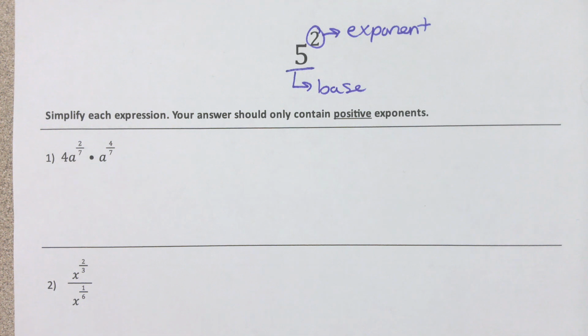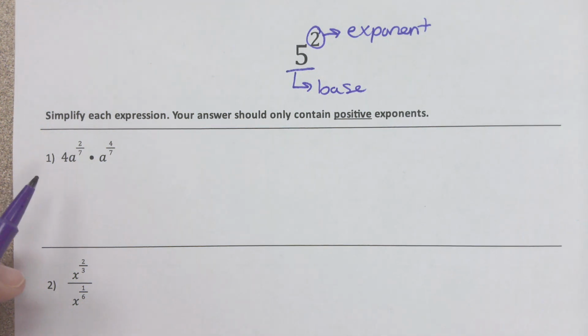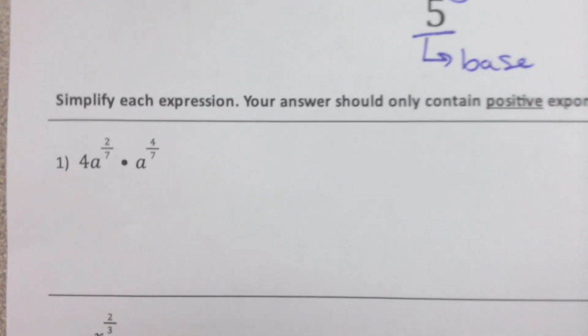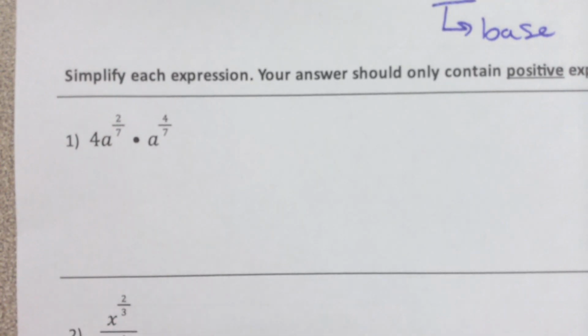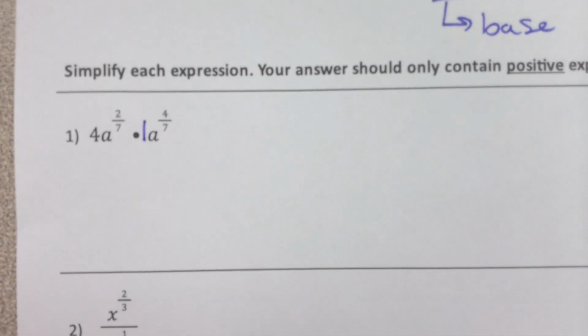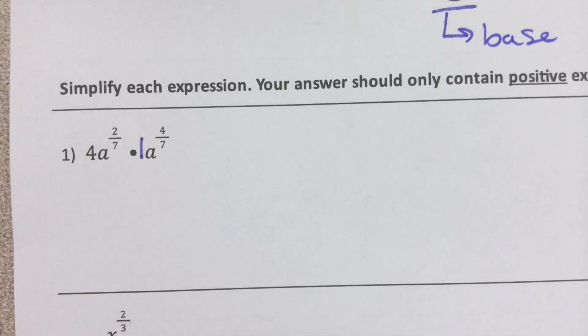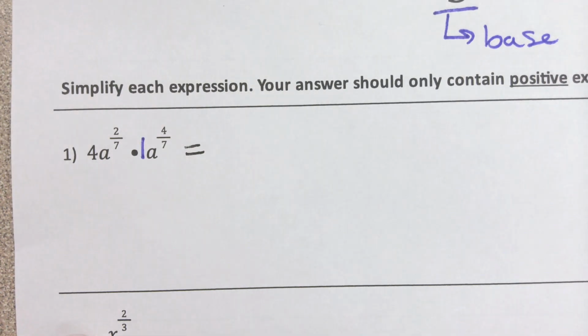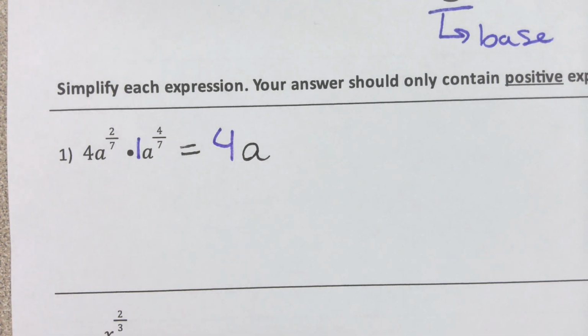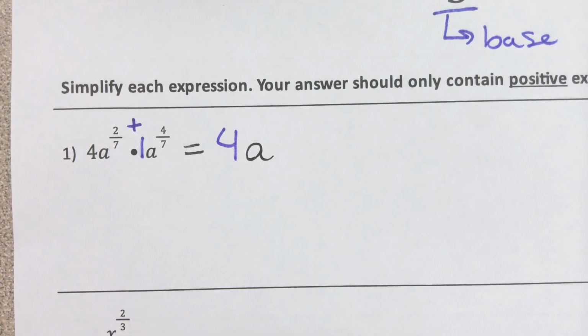All right, let's go over some rules. Number 1, 4a to the 2/7 times a to the 4/7. First off, there's a 1 in front of that a, so when I multiply the 4, I'm multiplying it by that 1, and it'll just carry over into my answer as a 4. And then for the a's, when I multiply the a's together, what do I do with the exponents? Add them. We've already done that a couple times in some of the notes.